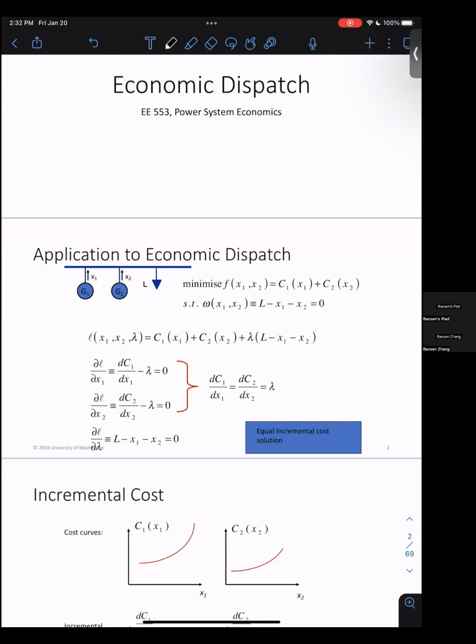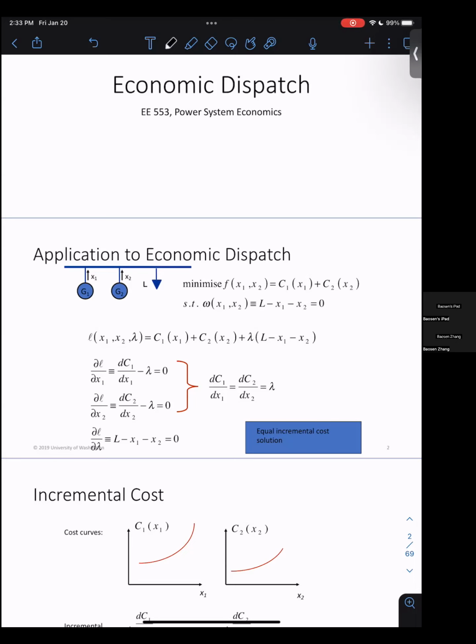For equality constraints, there's a simple procedure. You write the equality constraint like this, you put it in, you take derivatives, and at the end of the day, what you conclude is that at the optimum, the marginal costs are equal. So you get this type of linear system of equations, and then you can just solve this linear system of equations.